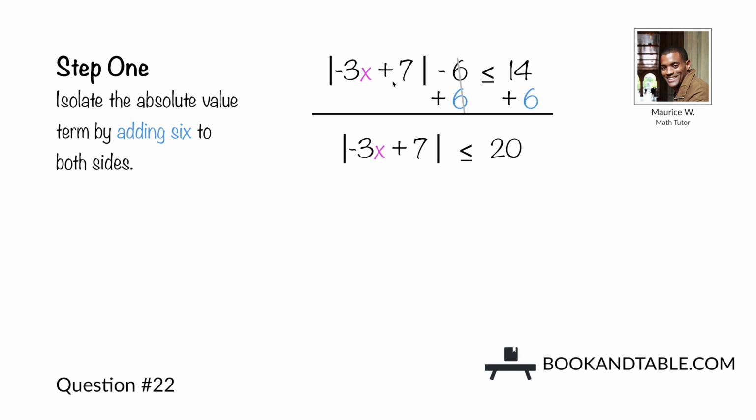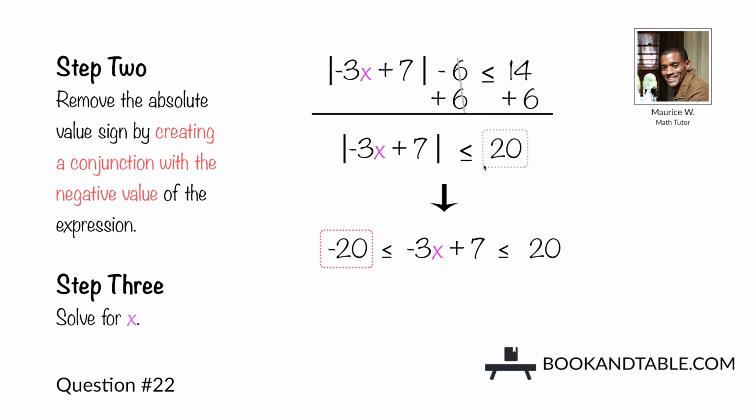Okay, so we first want to isolate our absolute value sign. So step 1, we want to get rid of this constant negative 6 by adding 6 to both sides. This leaves us with just our absolute value sign on the left side, which is negative 3x plus 7, is less than or equal to 14 plus 6, which is 20 on the right side. And now we can proceed from here the way we did with the previous questions.